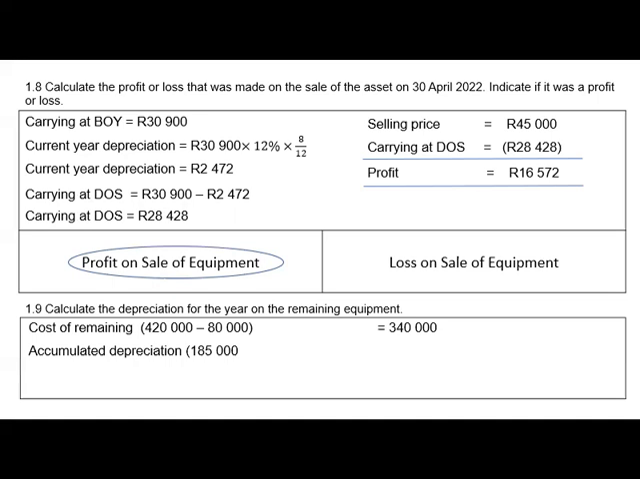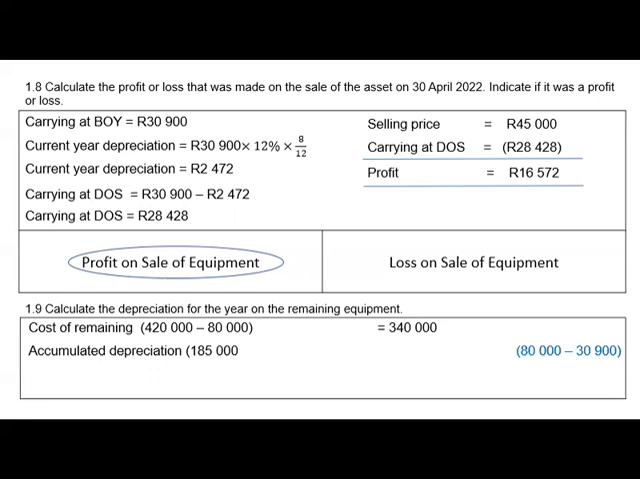But we were given the cost of the equipment sold, and we were also given the carrying value of the equipment sold at the beginning of the year. And how do we normally calculate carrying value? Carrying value is cost minus accumulated depreciation, and we're missing accumulated depreciation. Cost minus accumulated depreciation should give us carrying value. So if you take cost and minus carrying value, it will give you accumulated depreciation. I hope that makes sense. So I took 80,000 and I subtracted carrying value of the equipment at the beginning of the year, which was 30,900. It will give me accumulated depreciation of this equipment at the beginning of the year.